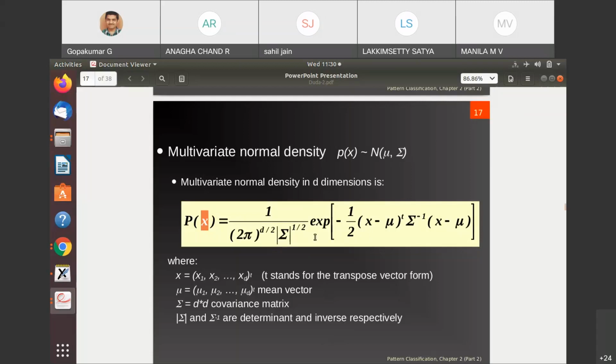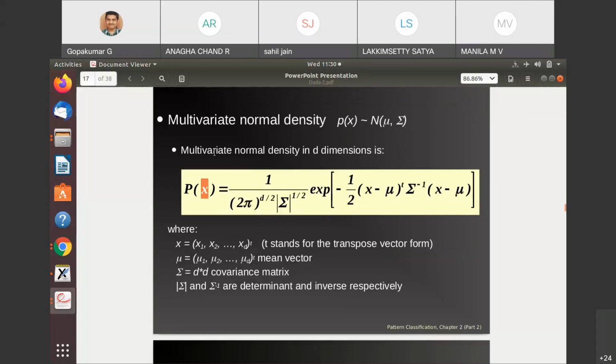Considering that, suppose the general equation for a multivariate normal density in d dimensions is this equation. We are not going into the proof of how it is derived. If you are interested, you can study the probability derivations, but that is not our prime importance.